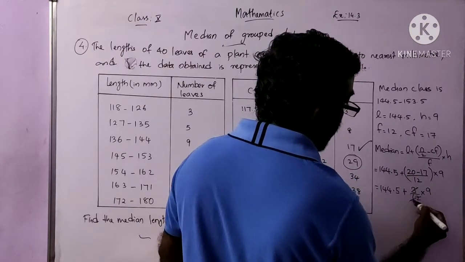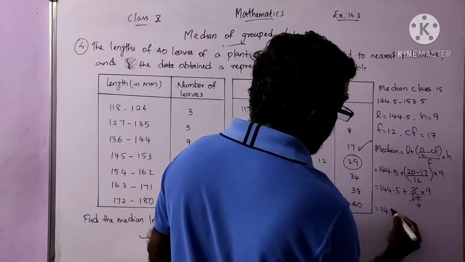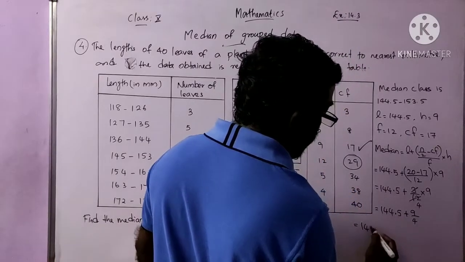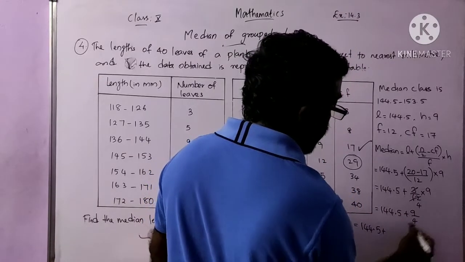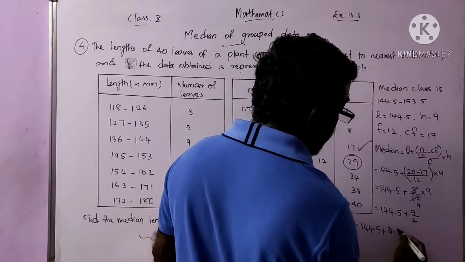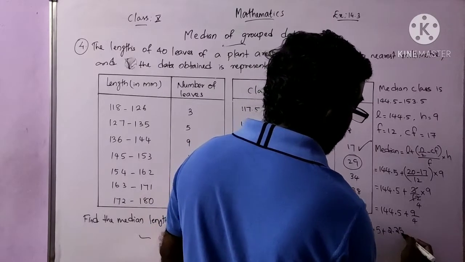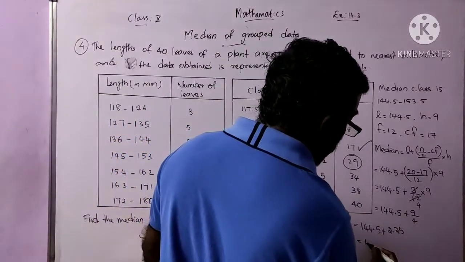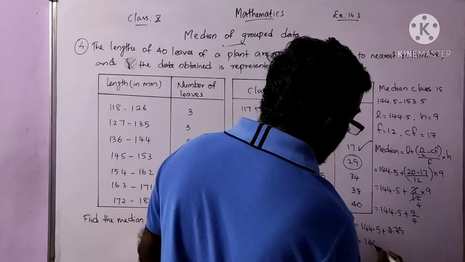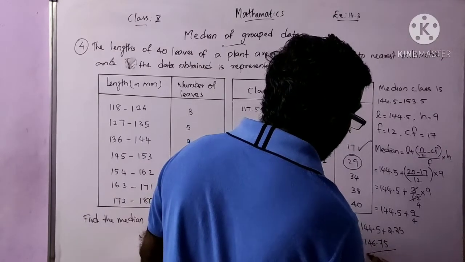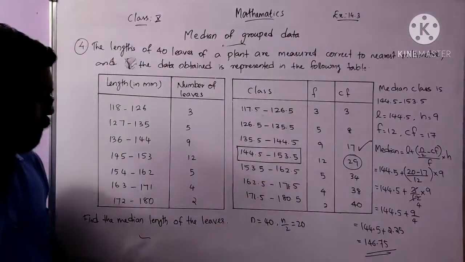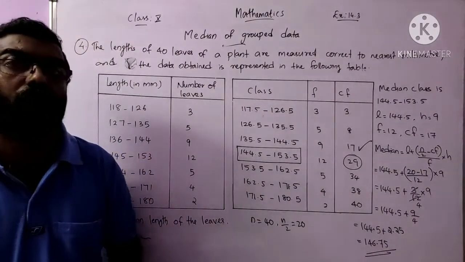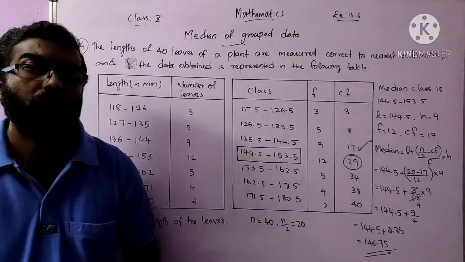3 and 12 we can cancel 4 times. So 144.5 plus 9 by 4. That is 144.5 plus 9 by 4. 2 fours are 8, 1 balance 10. 2 times, then 5. That is 2.25. And after adding we get 146.75. So the median length of the leaves is 146.75 millimeters. That's the conclusion.